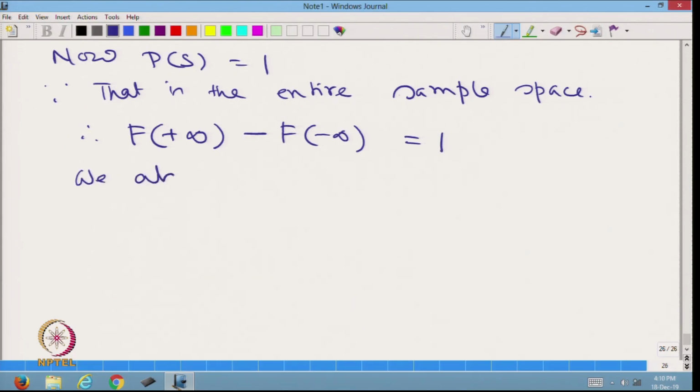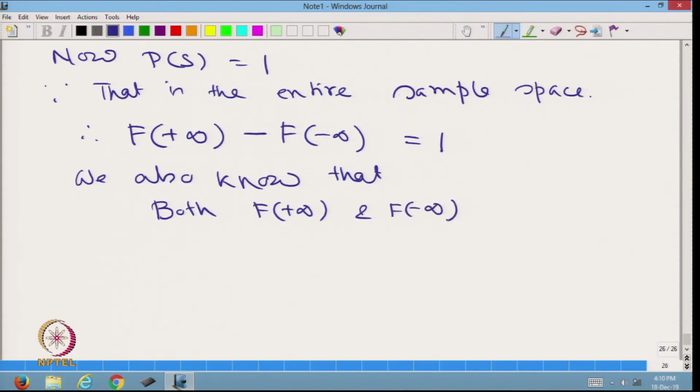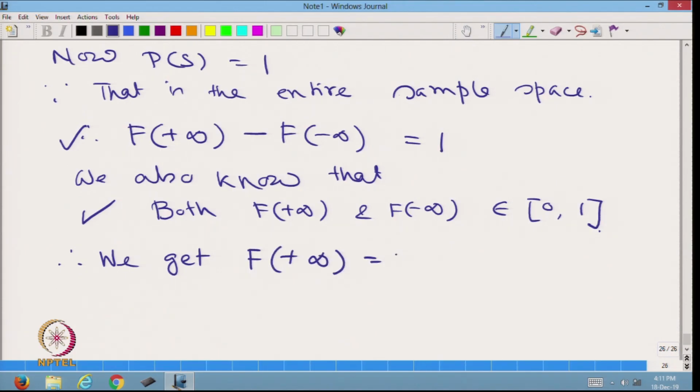We also know that both f of plus infinity and f of minus infinity belong to [0, 1]. So, to satisfy both of these, we get f of plus infinity is equal to 1 and f of minus infinity is equal to 0. Proved.